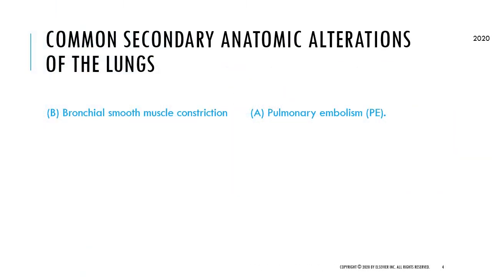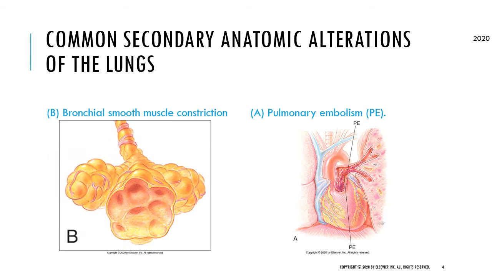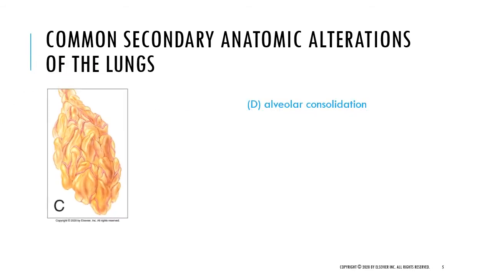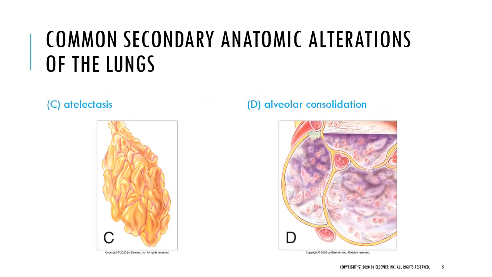Common secondary anatomic alterations of the lungs include pulmonary emboli, smooth muscle constriction, atelectasis, and alveolar consolidation. And that PE that you saw was a saddle pulmonary embolus in the pulmonary vascular system.